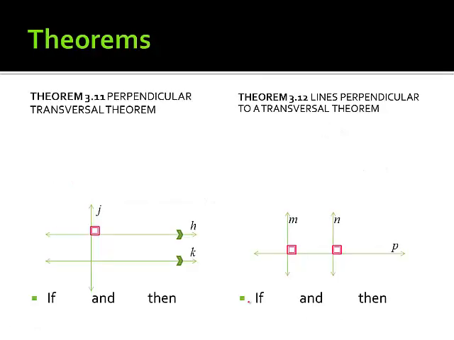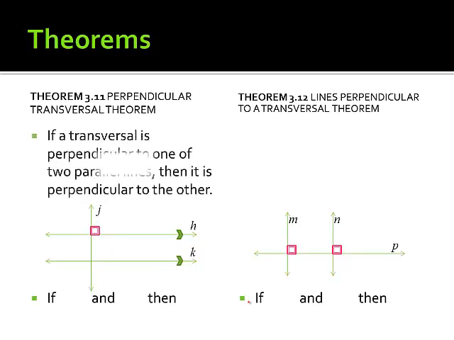Okay, some more theorems. We have the perpendicular transversal theorem. Basically this states if a transversal, remember that's something that cuts across two lines that are coplanar, intersects at two different points. So we have an intersection here and an intersection here. If a transversal is perpendicular to one of the two parallel lines, then it is perpendicular to the other.